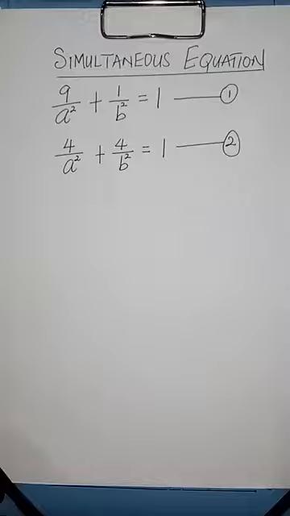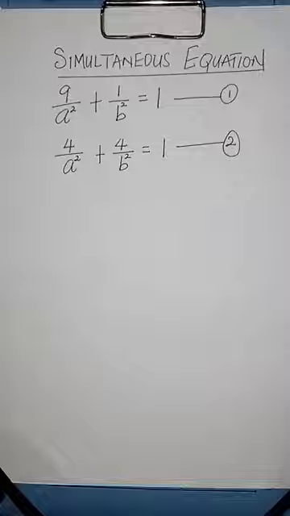Now let's go right into the question. You have equation 1 and equation 2. Equation 1 is 9 divided by a squared plus 1 divided by b squared, all equal to 1. And equation 2, 4 divided by a squared plus 4 divided by b squared is equal to 1. So what will be the first step you take in solving this question?